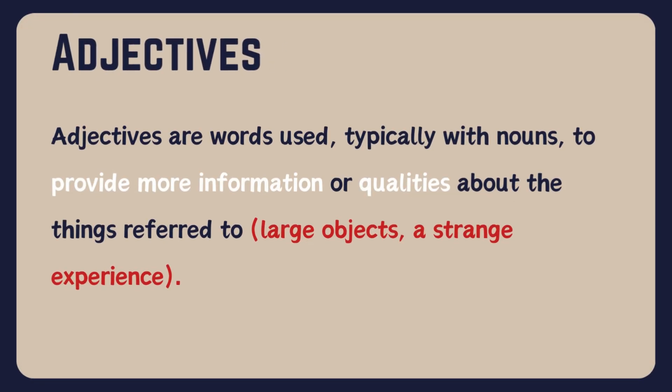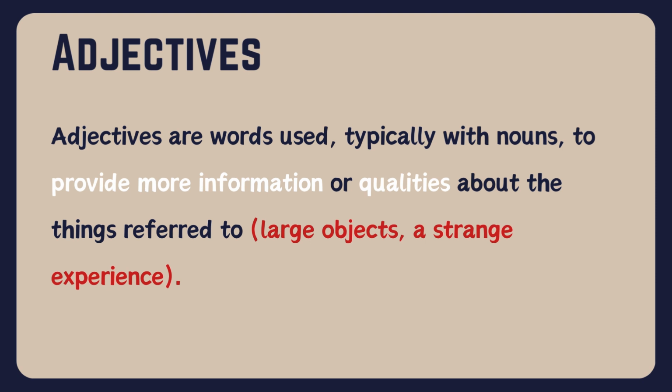Now let's look into adjectives. Adjectives are words that describe or modify nouns. They provide more information about the noun by answering questions like what kind, which one, or how many. For example, in the lucky boys, lucky describes the boys, telling us more about them. Like we can say, adjectives provide more information or describe the qualities of the things referred to.